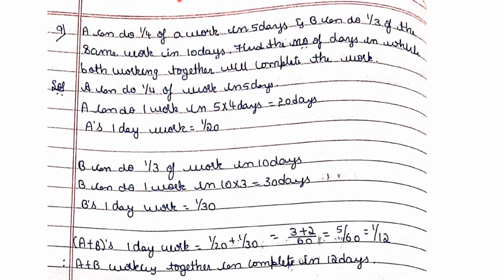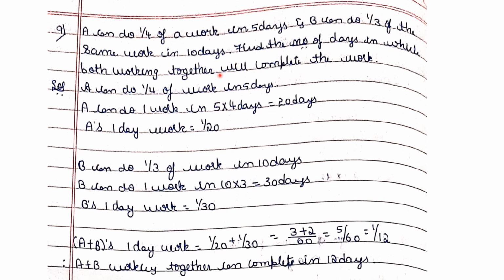Next problem. A can do 1/4 of the work in 5 days. So within 5 days he will complete 1/4 of the work. B can do 1/3 of the same work within 10 days. So within 10 days he will complete 1/3. Find the number of days in which both working together will complete the work. So if A and B work together, you have to find out within how many days they will complete the work.